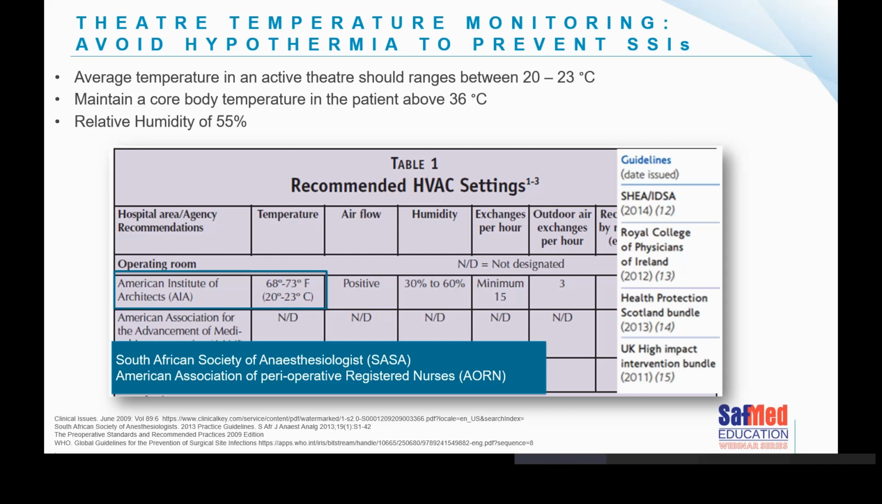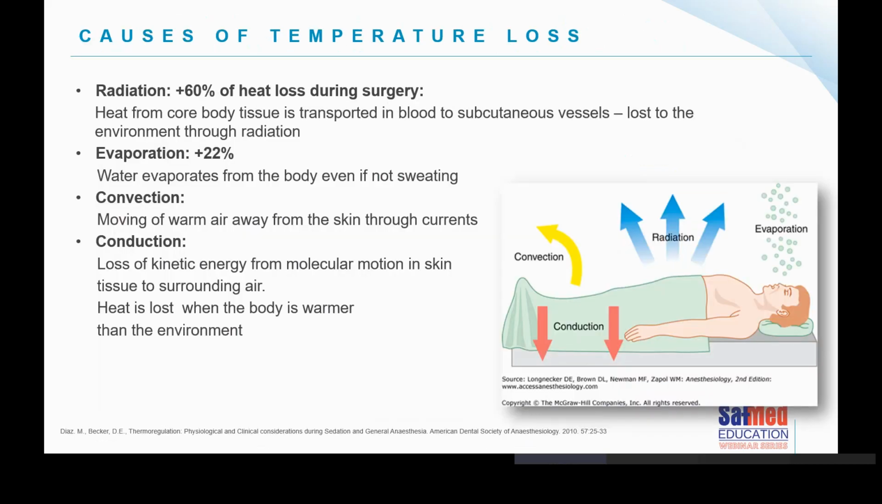So there are a number of ways that body temperature is lost in theatre. They say that about 60% of heat loss during surgery takes place through radiation, where heat from the core body tissue is transported in blood to subcutaneous vessels and it's lost to the environment through radiation. Then about 22% is lost due to evaporation, where water evaporates from the body even if we are not sweating. Convection is moving of warm air away from the skin through currents. And then conduction, which is the loss of kinetic energy from molecular motion in skin tissue to the surrounding air, and heat is lost when the body is warmer than the environment.